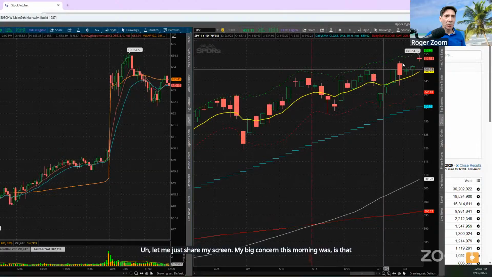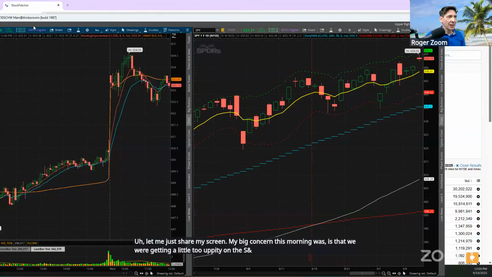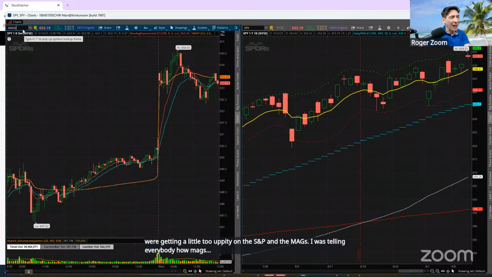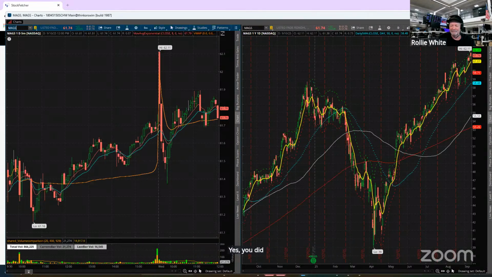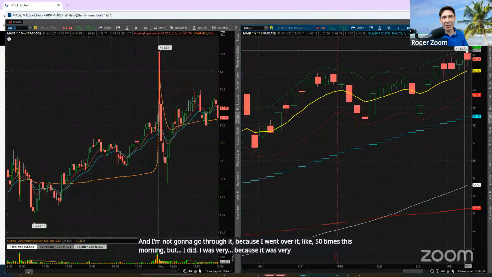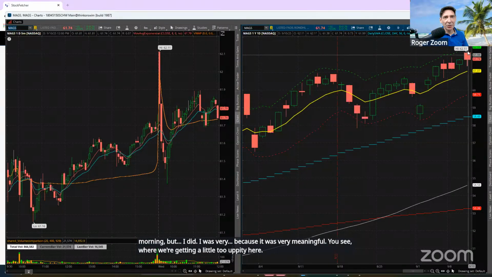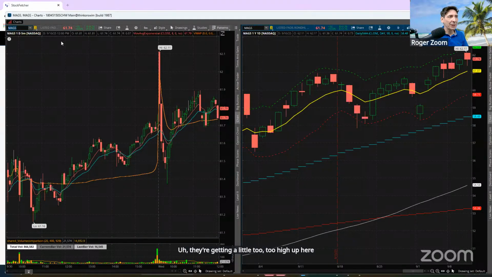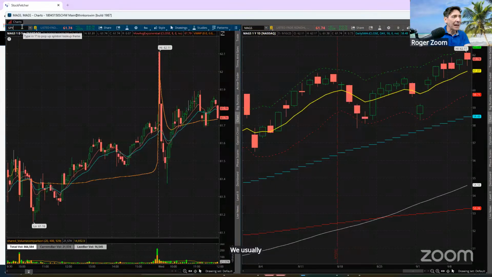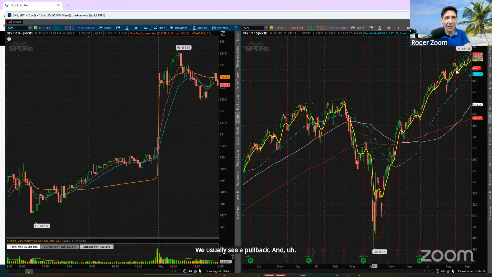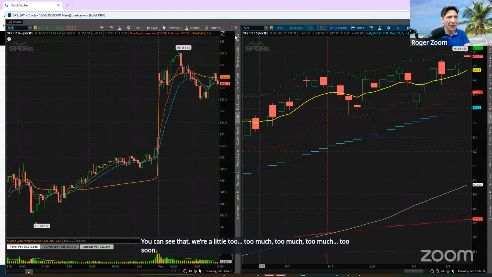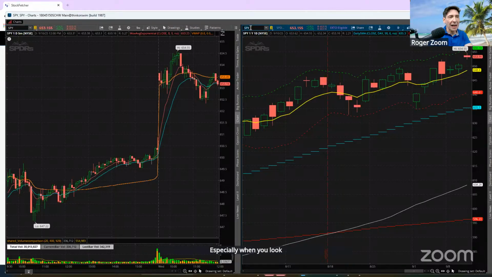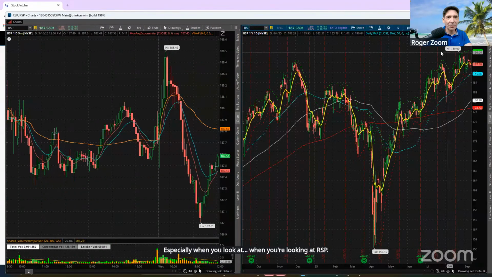My big concern this morning is that we were getting a little too uppity on the S&P and the MAGs. I was telling everybody how MAGs, and I'm not going to go through it because I went over it like 50 times this morning. But yes, you did. I did. I was very excited because it was very meaningful. You see where we're getting a little too uppity here. They're getting a little too high up here. And when that happens, we usually see a pullback. And you can see that we're a little too much too soon, especially when you're looking at RSP, and RSP is doing this.